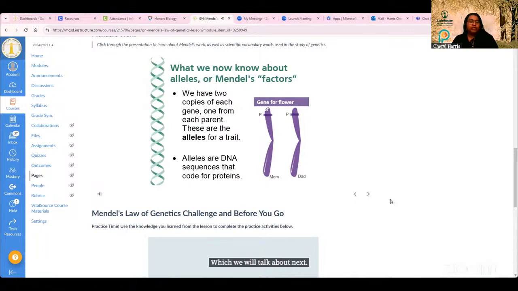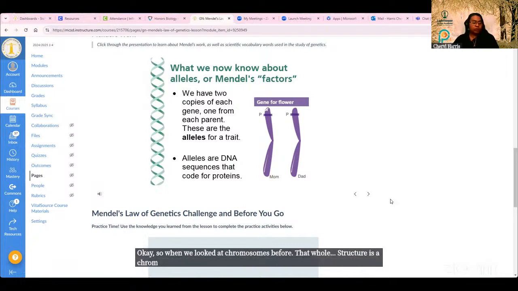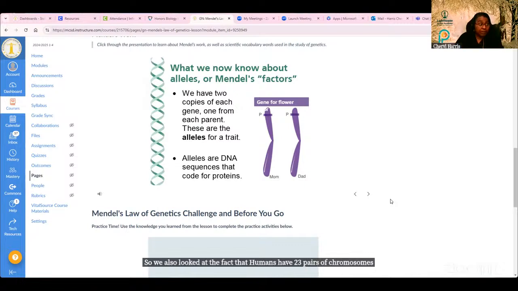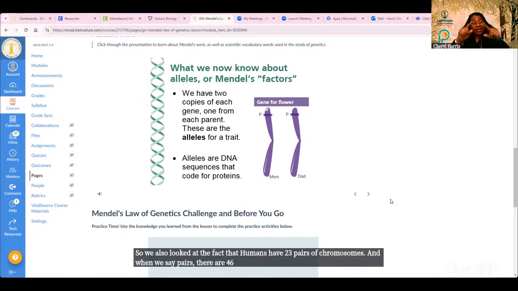Okay, so when we looked at chromosomes before, that whole structure is a chromosome. So we see we have one chromosome from mom and we have one chromosome from dad. So we have several names for the same thing. It's a chromosome, but it's also called an allele. Okay, and its specific alleles contain specific genes. So we also looked at the fact that humans have 23 pairs of chromosomes. Okay, and when we say pairs, there are 46 alleles.